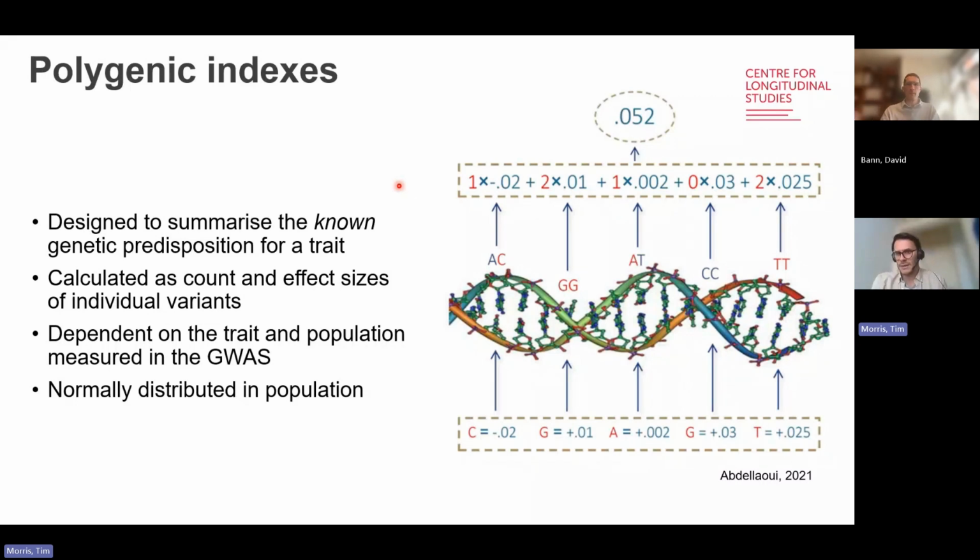Now, we do this across an entire sample, an entire population, and because the polygenic index is essentially a sum of a huge number of counts, it ends up being normally distributed in the population. The polygenic index is calculated this way: it's simply the count of effect alleles multiplied by their effect sizes from a GWAS. One important thing to bear in mind is that this is dependent on the trait and the population measured in the GWAS study. I'll come to this a bit later.